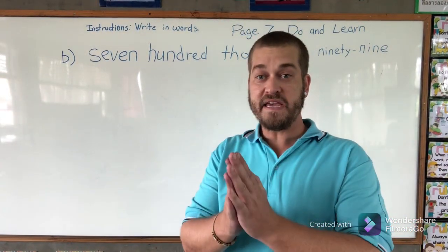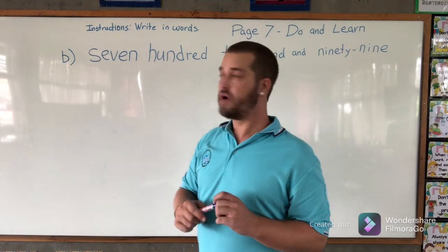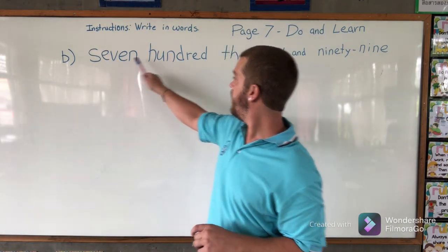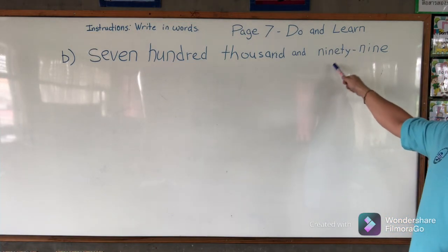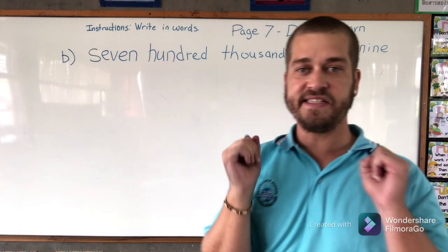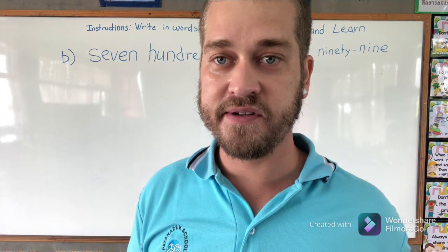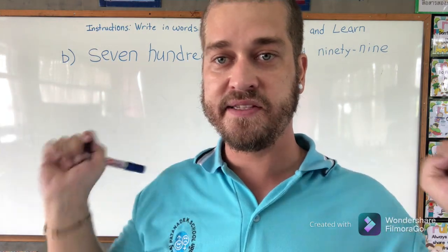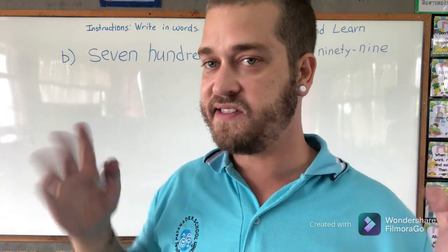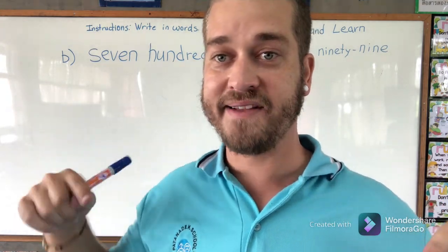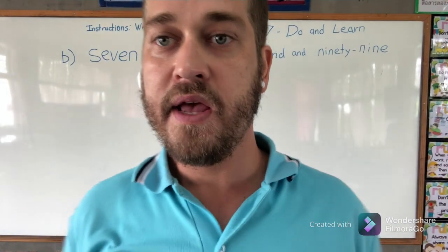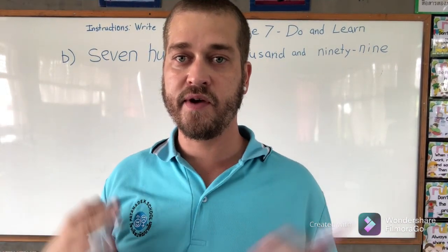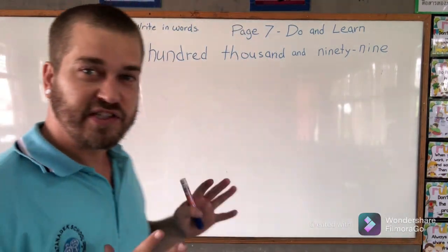So B, it says in words, 700,099. Let's see if you can write those numbers. What you're going to do now is pause and let's see if you get the right answer. So go ahead now, pause. If you're having a hard time with this, it's okay. Just try to think slowly, okay?